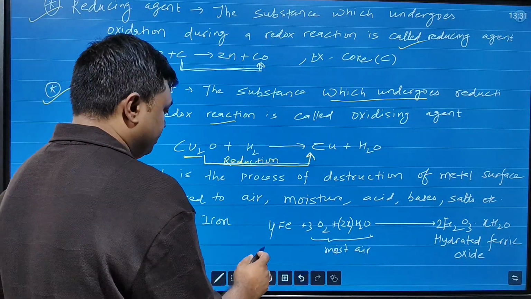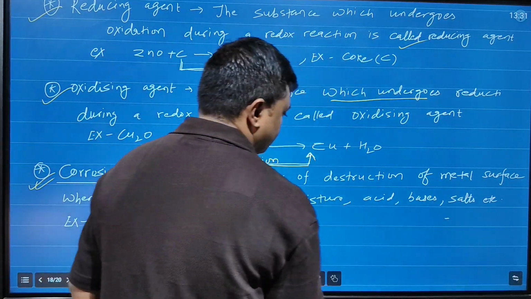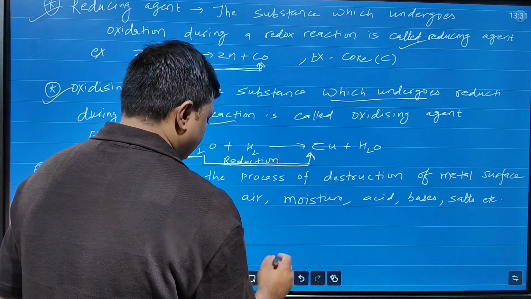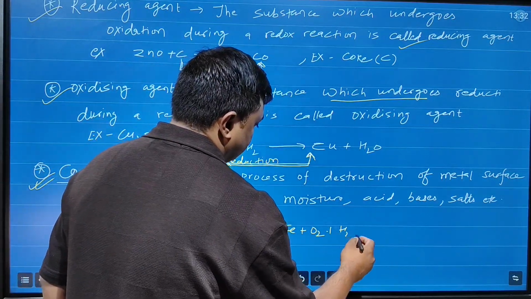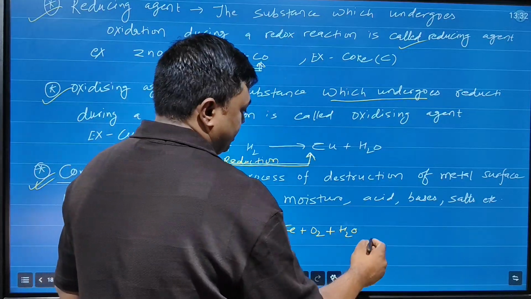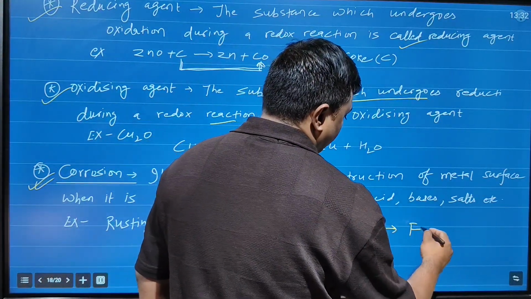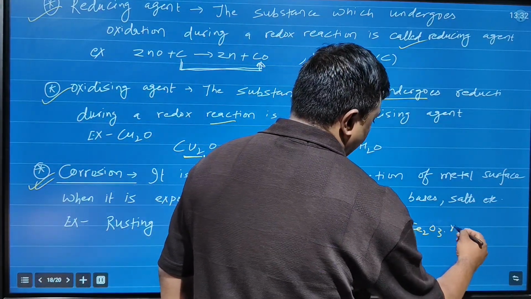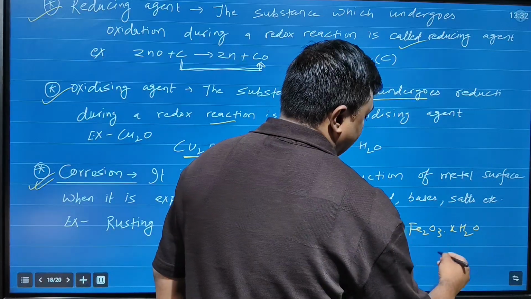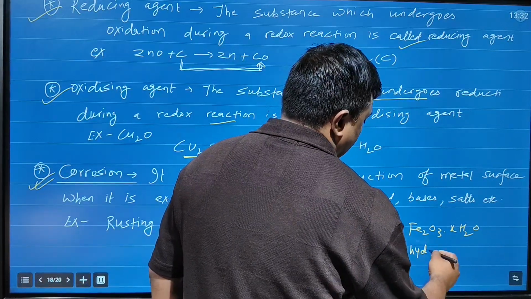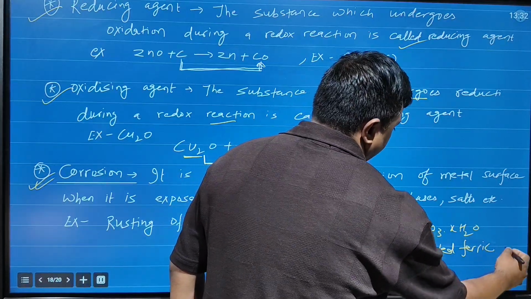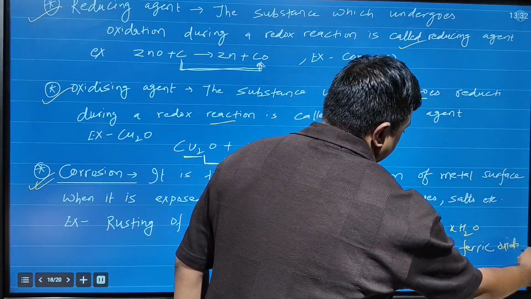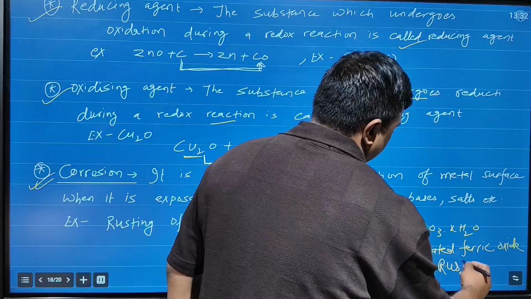Okay, I'm writing the equation once again. You can see here: iron reacts with oxygen plus water. This will come from moisture. It will give you what? Fe2O3 into XH2O. This is hydrated ferric oxide. What is the hydrated ferric oxide? Ferric oxide. This is the formula for rust actually.